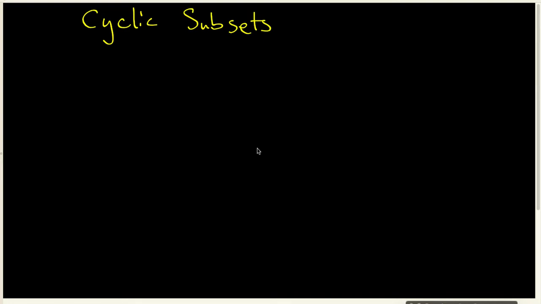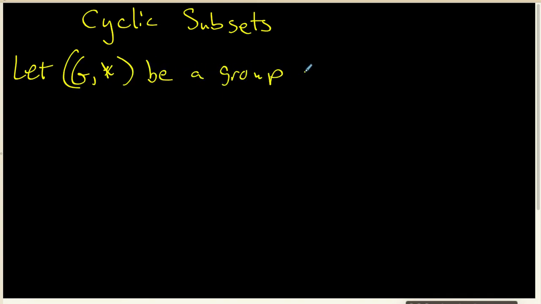In this video, I want to look at what are called the cyclic subsets of a group. To get started, I want to let (G, *) be a group, and we're going to let little g be any element of capital G.